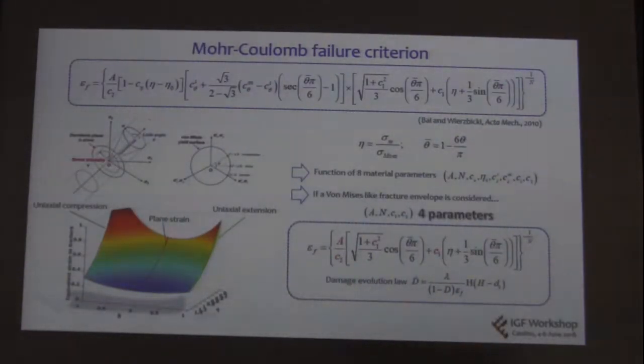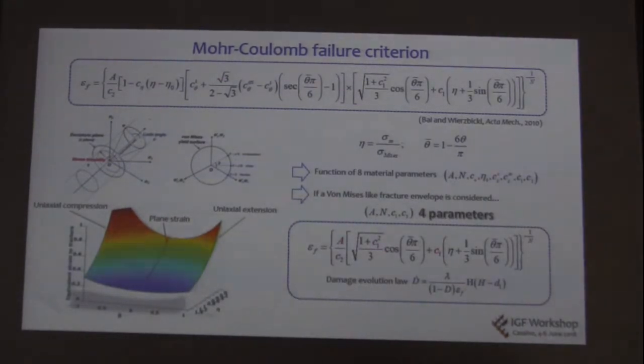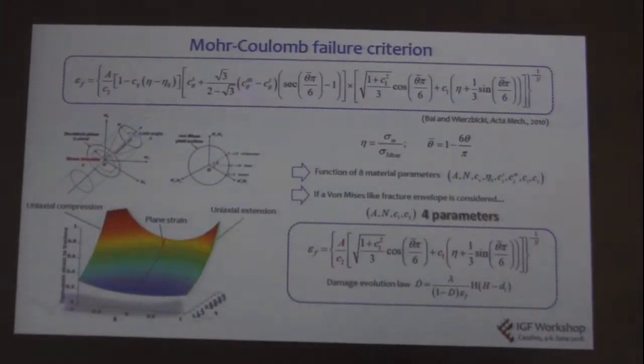The second criterion I will present is the Mohr-Coulomb failure criterion, which was previously used mainly for granular material like soil or concrete or rocks. And this is a form presented by Bai and Wierzbicki in 2010. This is a function of the two main parameters, which are the stress triaxiality and the load angle, which is expressed differently from the previous variable chi, but basically the meaning is exactly the same, and by 8 material parameters.